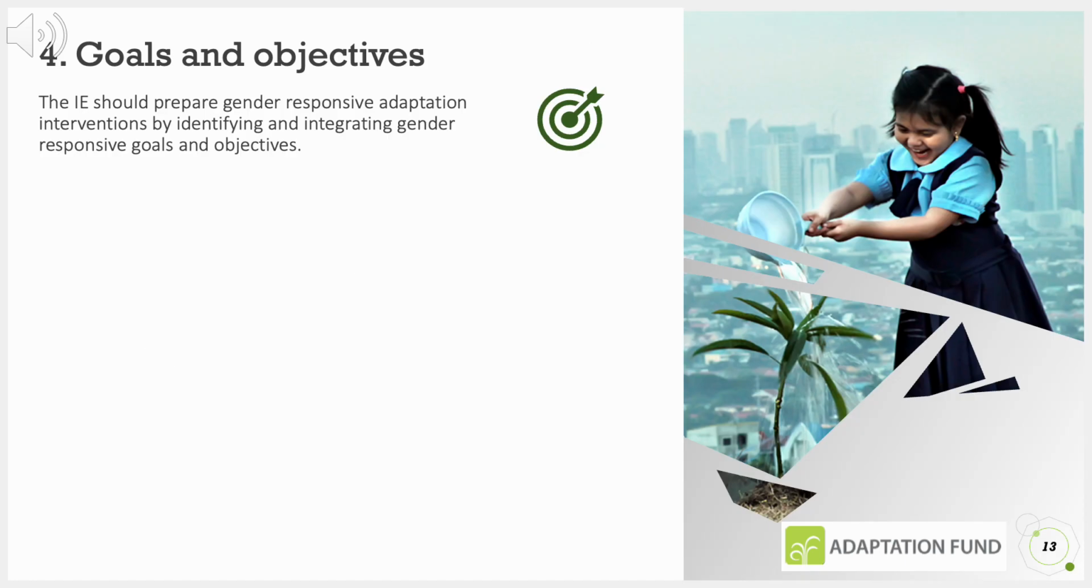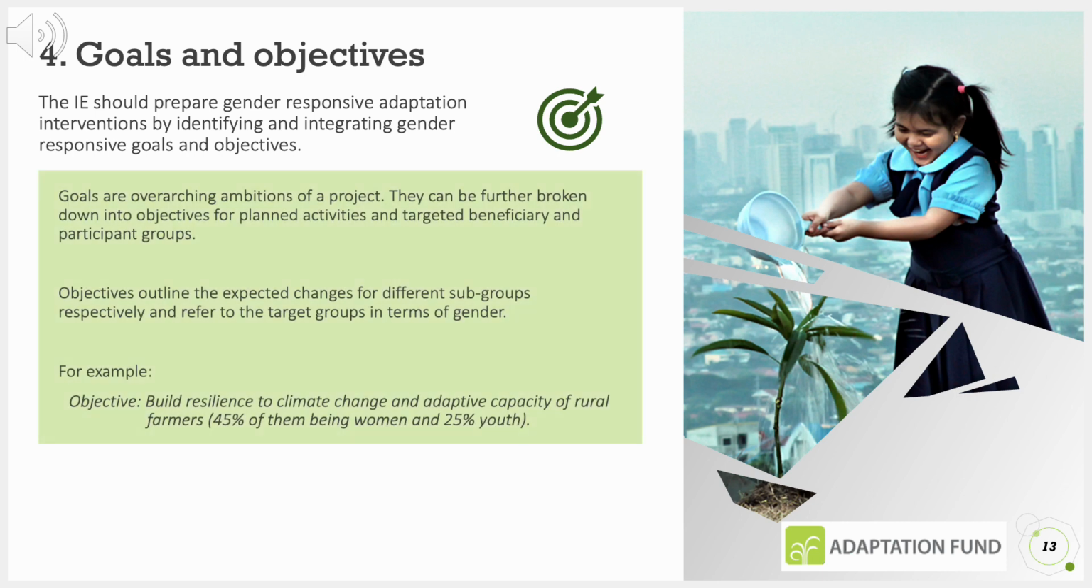Step 4 is to identify and integrate key gender goals and objectives. Goals are the overarching ambitions of a project and can be further broken down into objectives for planned activities and targeted beneficiary and participant groups. Objectives should outline the expected changes for different subgroups of men and women respectively, and refer to the target groups in terms of gender, as per the example on this slide.